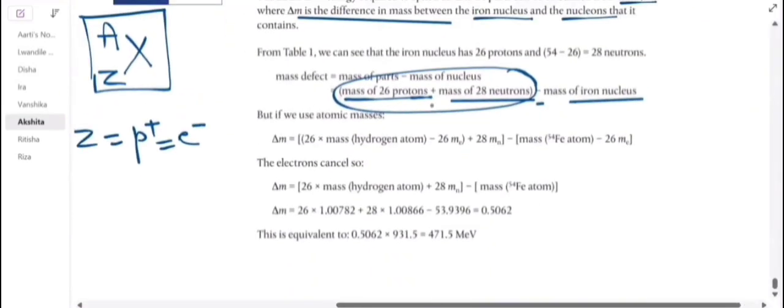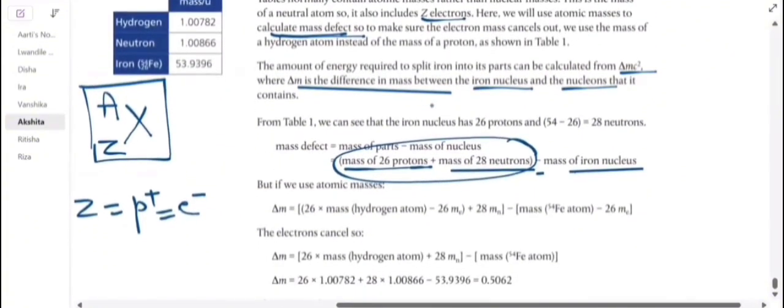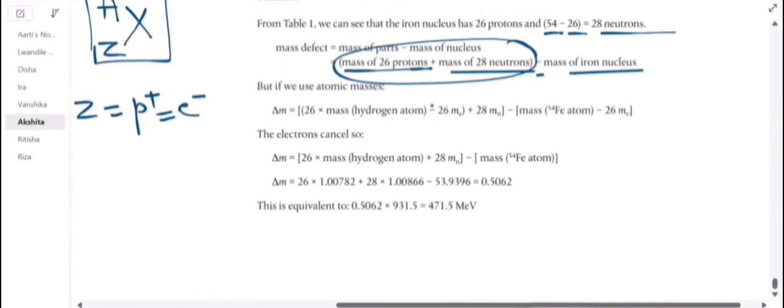Any doubts that you are facing? I think I'm kind of familiar with this. Yeah, exactly. That's why I'm repeating it at a very fast pace. So 54, 26 is here at iron, written very clearly. Hence, 54 minus 26, that means it is having 28 neutrons. So 26 multiply mass of hydrogen atom, 26 multiply mass of electrons, plus 28 mass of neutrons. Any doubt?